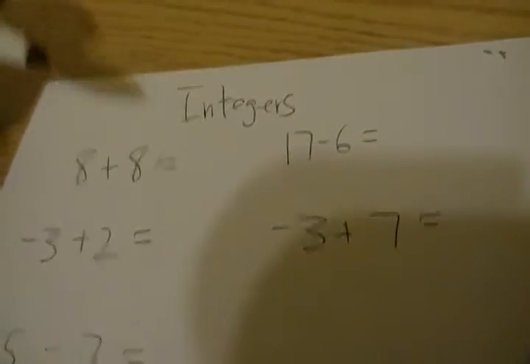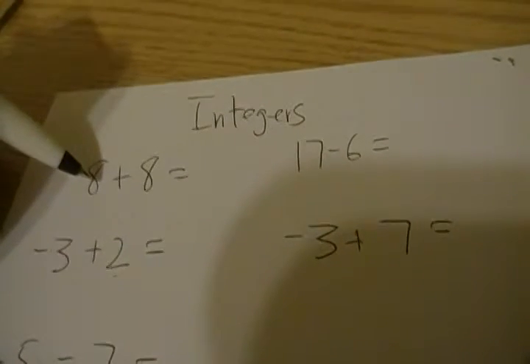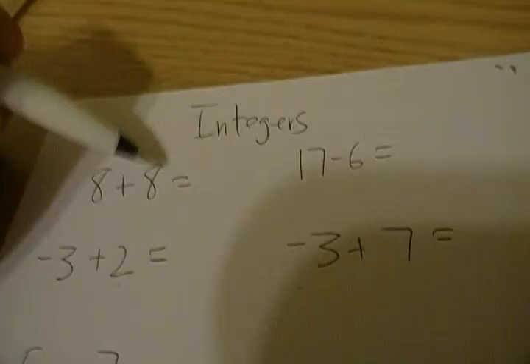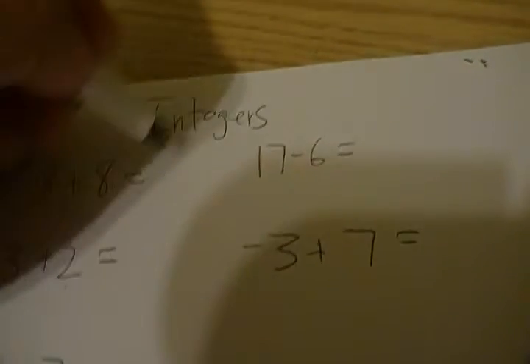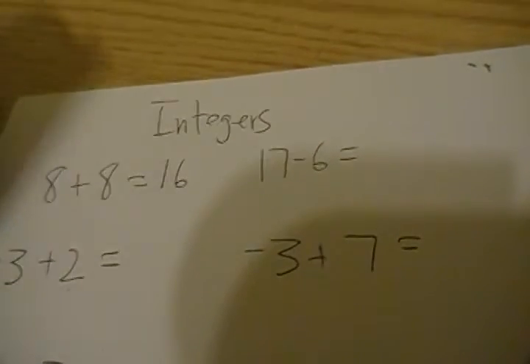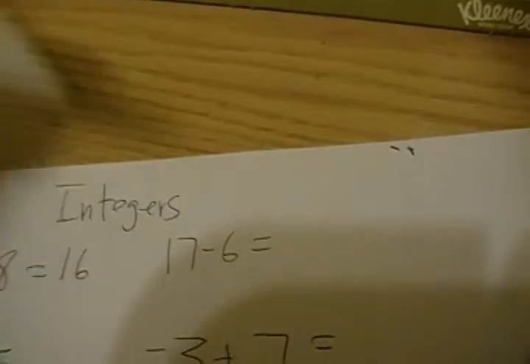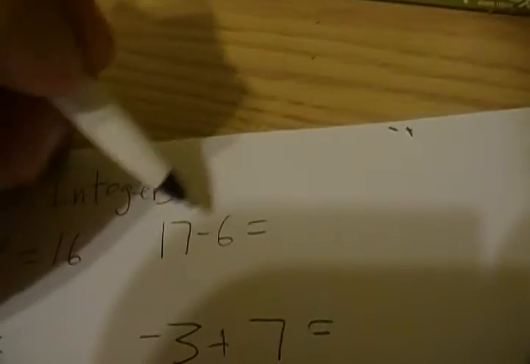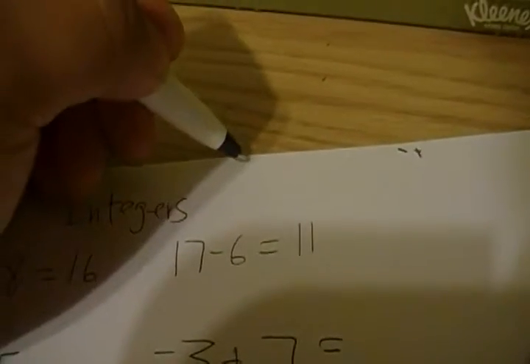Okay, so we have basic operations like addition, right? Two numbers like this, and we have subtraction, right? We're used to that. Like 8 plus 8 is just 16, right? We're just adding two positive numbers, and then when we subtract, we just subtract 6 from 17, because 17 is bigger. So what's 17 minus 6? Well, it's going to be 11, right? 7 minus 6 is 1, so we have 11.